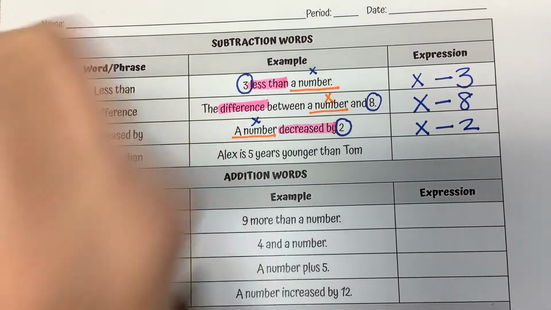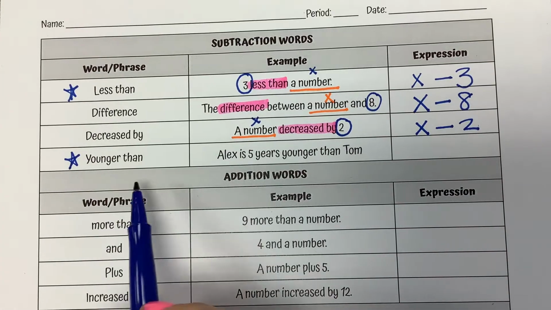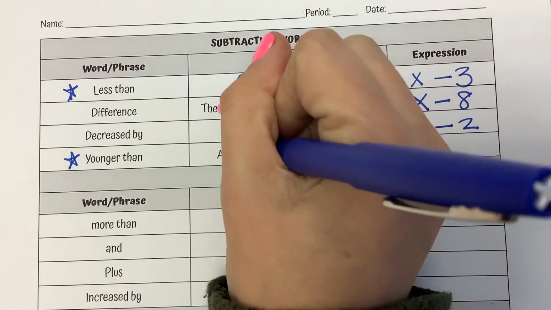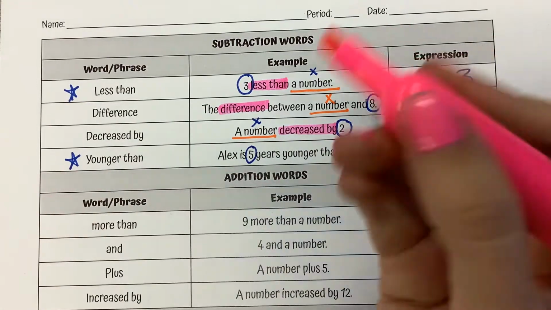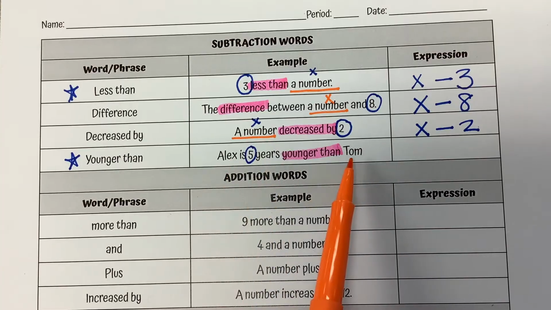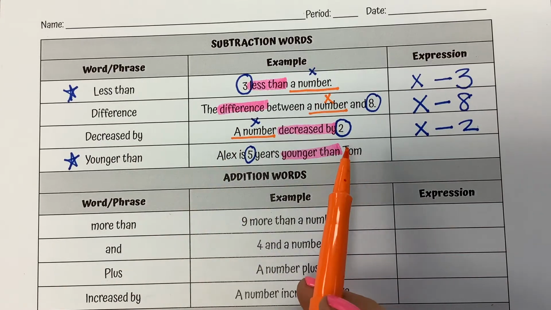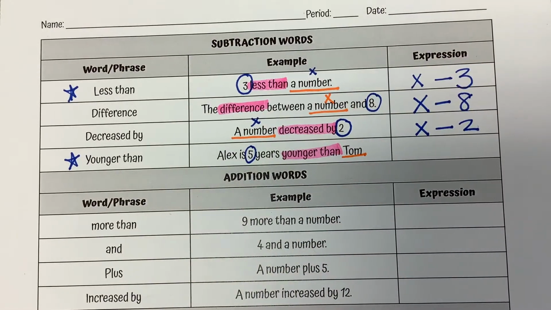And last example here, I'm going to star this one again because it's just like the first one. The order matters. Younger than. And here's like an actual real world scenario. Alex is 5 years younger than Tom. So I'm circling 5. I'm highlighting the keyword that we've already identified here is younger than. And our unknown. So sometimes people get tripped up here because they're like, well, we don't know Alex and we don't know Tom. When we get to equations, we might use both variables, but in this instance, we are comparing Alex to Tom. So we have to know Tom in order to figure out Alex. So our unknown here is Tom.